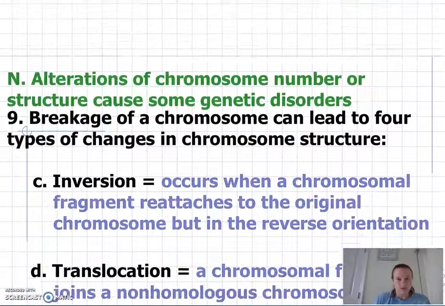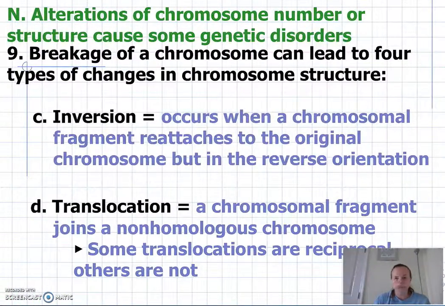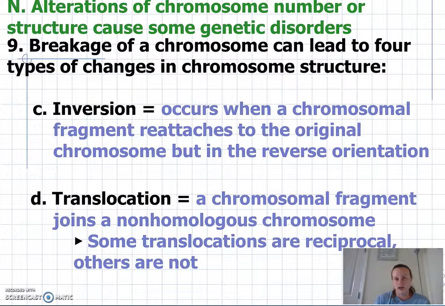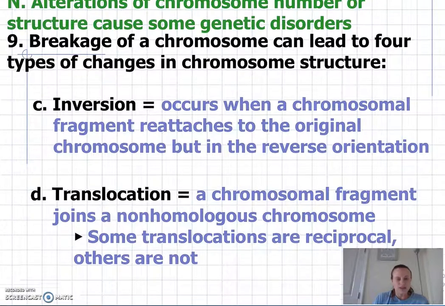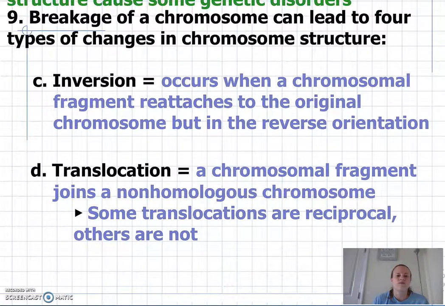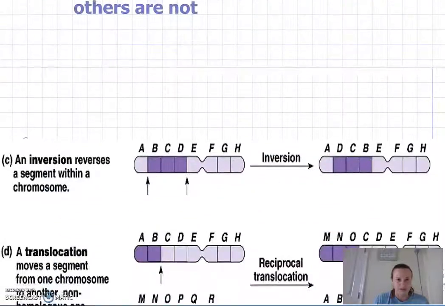Then we've got inversion and translocation. Inversion is when sections of a chromosome are inverted, so they read backwards to forwards. And translocation is when a chromosomal fragment joins a non-homologous chromosome. And let me show you what that might look like.